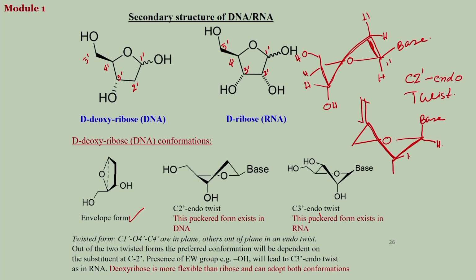Here 2' nothing, 3', 3' you have OH down the plane. So, this is down the plane, which is equatorial, and axial is H. And this is the 5' up the plane is your hydroxyl CH2OH, down the plane is H. So, this is called C3' endo twist.